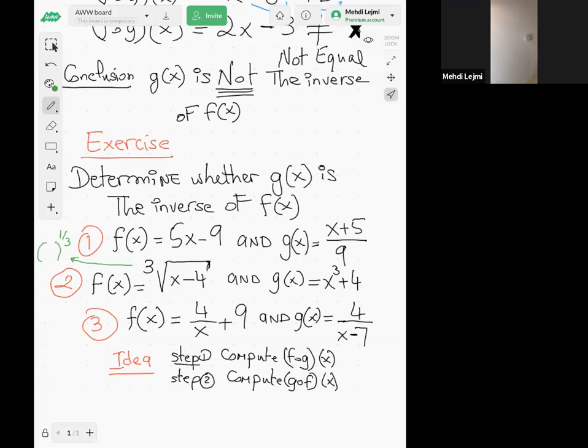Actually, number 3 is not really obvious. Just be careful when you manipulate fractions, division fractions. Sometimes it's not obvious, so just be careful with the fractions.